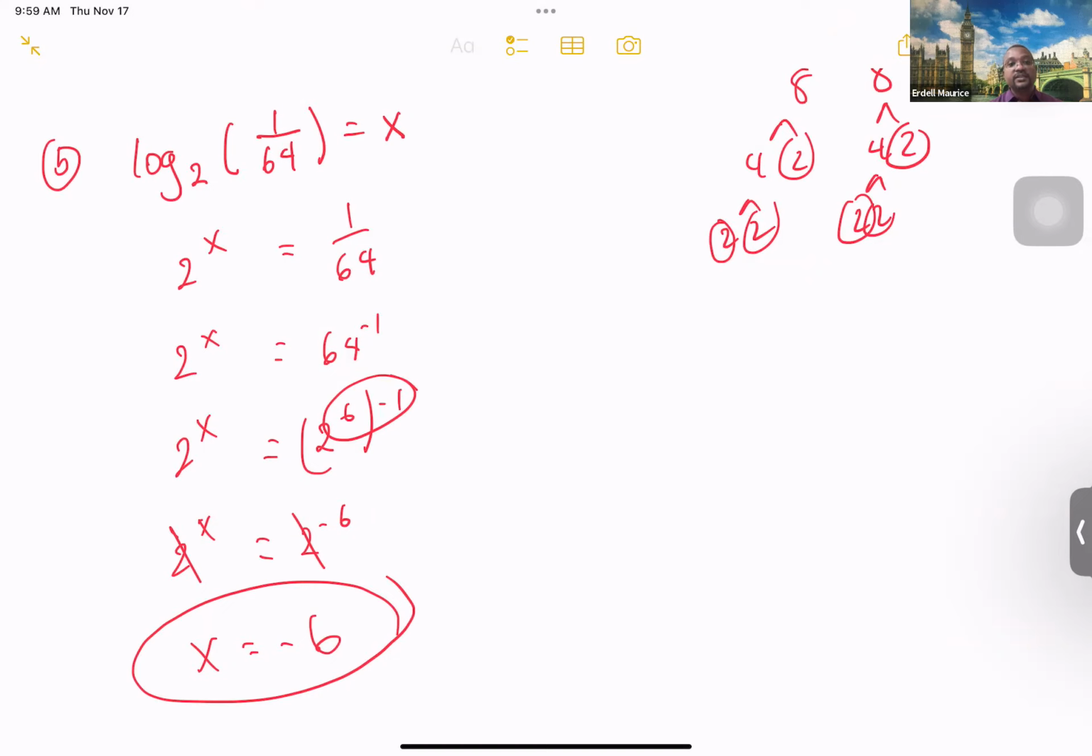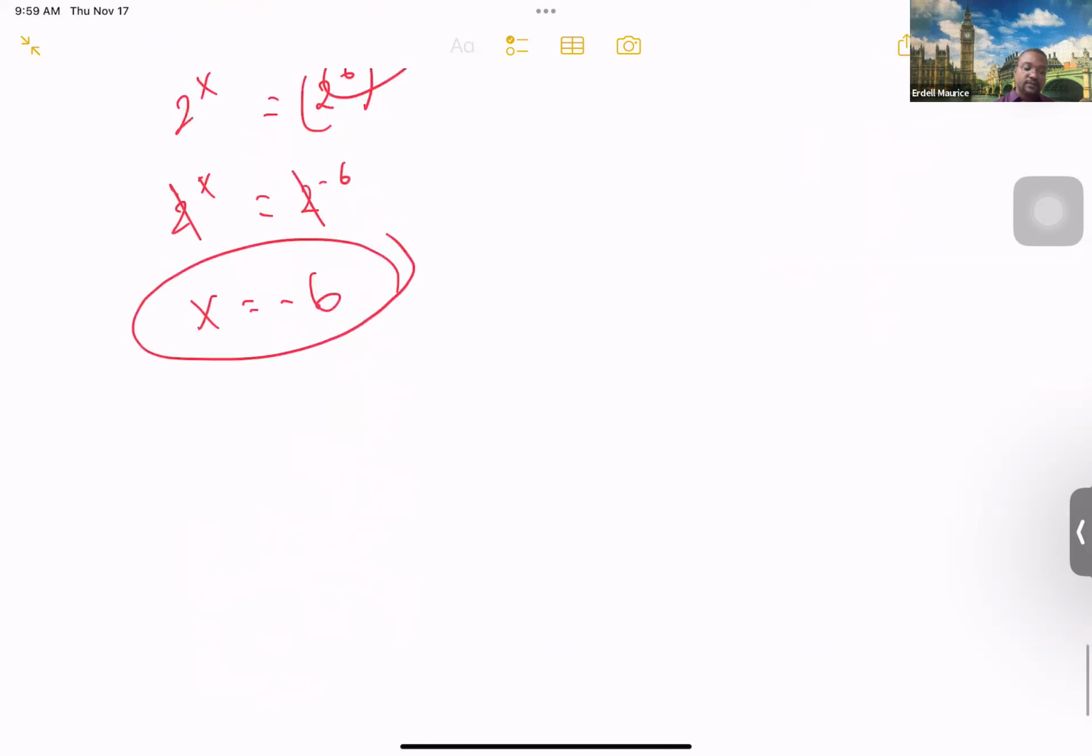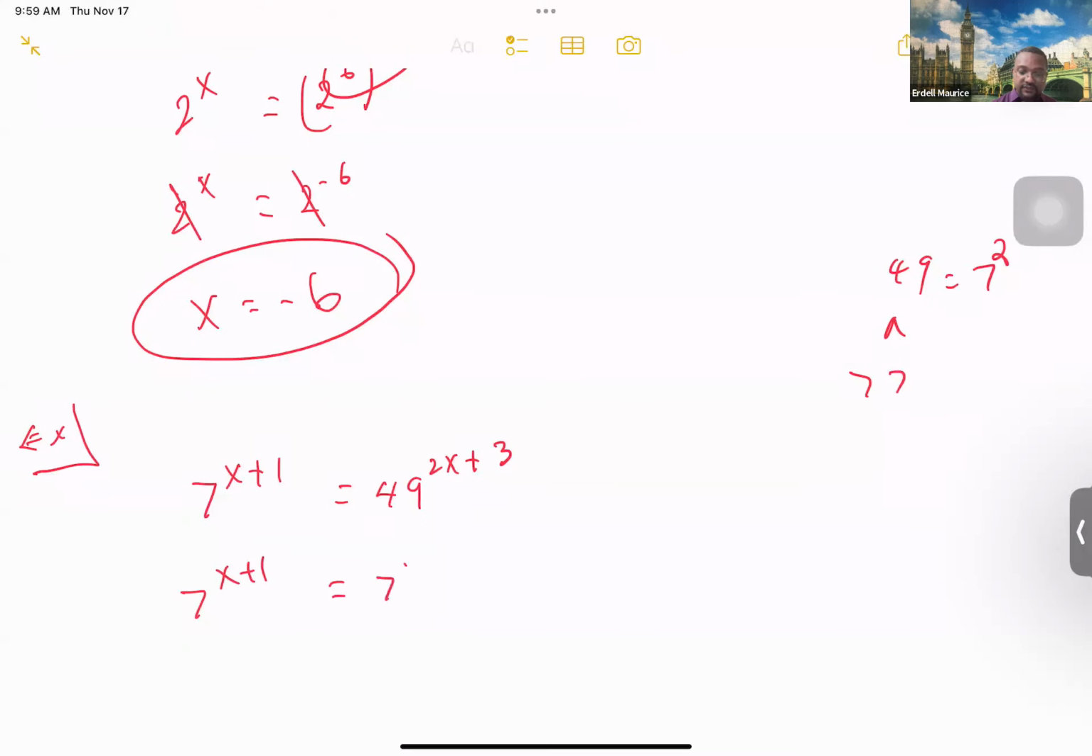Let's try some exponential equations. So let's say I have 7 raised to the x plus 1 is equal to 49 raised to the 2x plus 3. And I am trying to solve for x right here. Again, the bases are not the same, but I know 49 is going to be 7 squared. So 7 to the x plus 1 is equal to 7 squared raised to the 2x plus 3. Again, what I'm endeavoring to do is to get the bases to be the same.